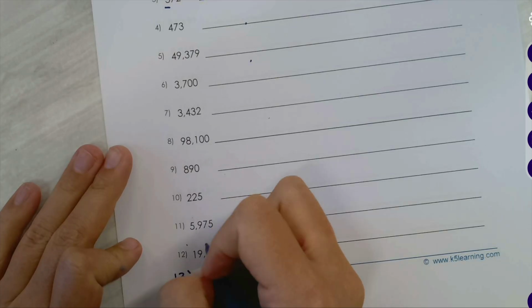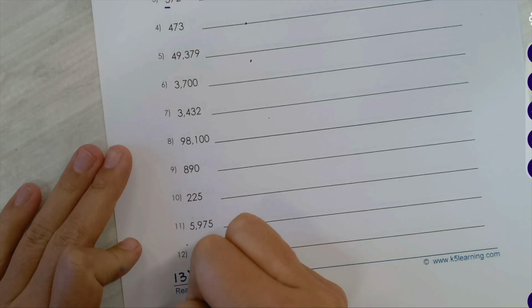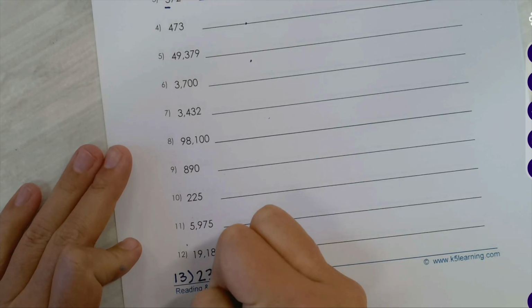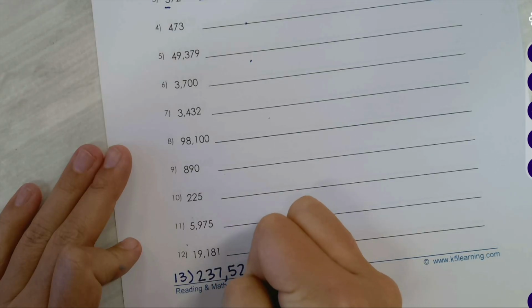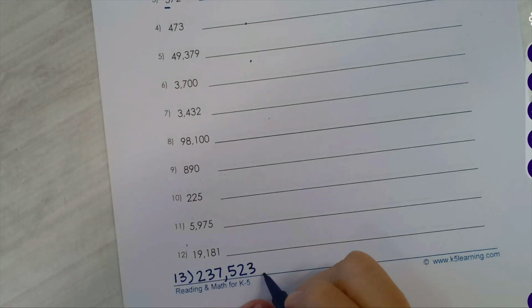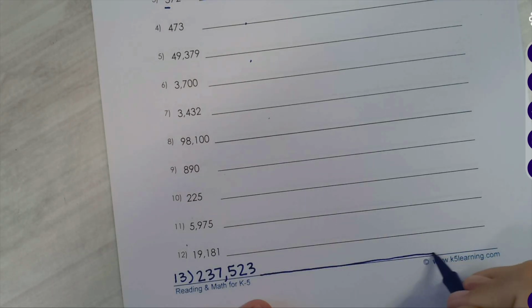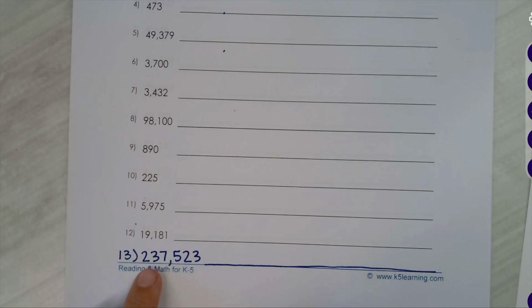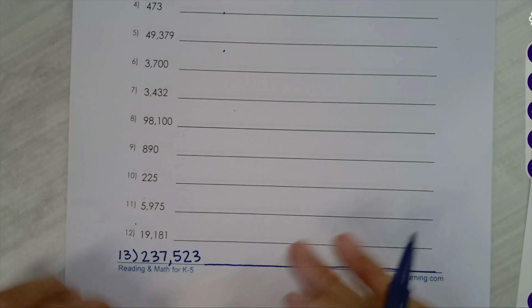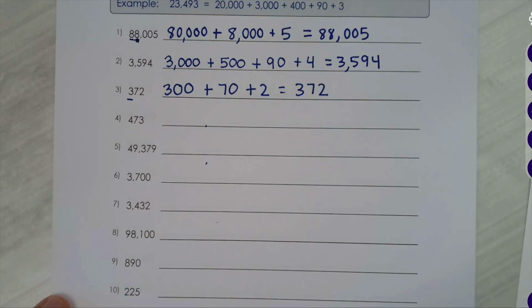If you can do 237,523, I'll give you Mustang bucks when you get to school. I'm just saying. This will show that you are an all-star with expanded form. Okay, so that's this one.